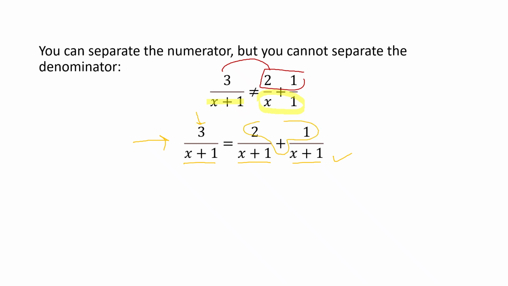Is 2 plus 1 3? Yes, which means my numerator checks out. So my answer would simply be: this is correct. Now again, this is kind of odd because there's not even a whole lot of math to be done here. We have to just sort of look at things and figure out if they are equivalent to each other.